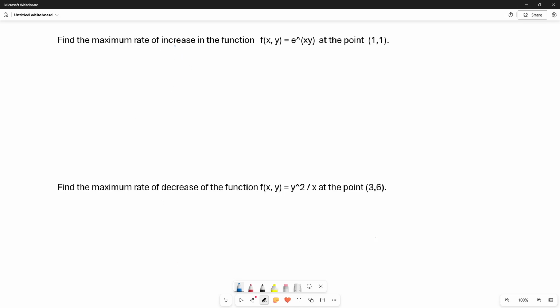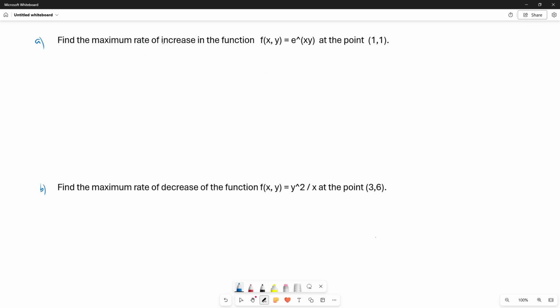Find the maximum rate of increase in the function f(x, y) = e^(xy) at the point (1, 1), and find the maximum rate of decrease of the function f(x, y) = y²/x at the point (3, 6).